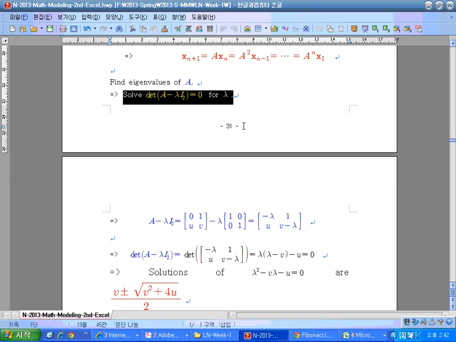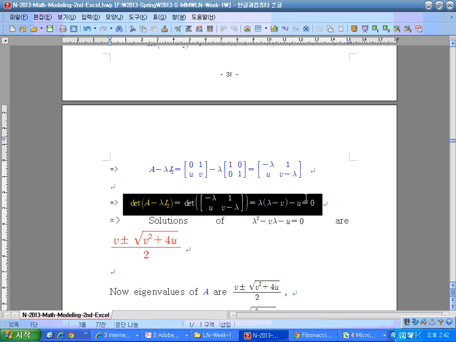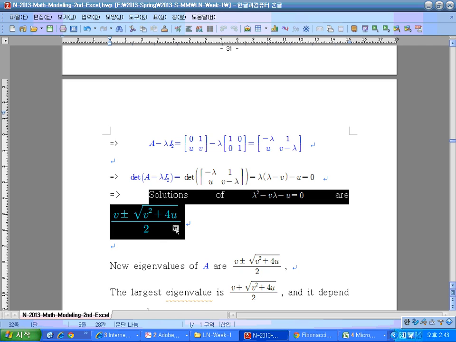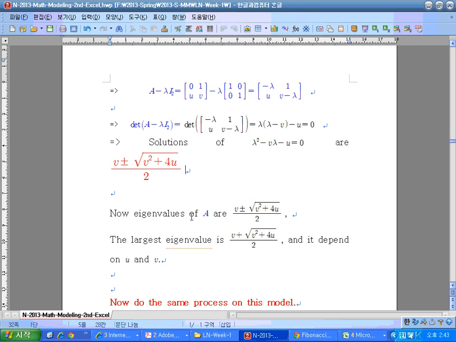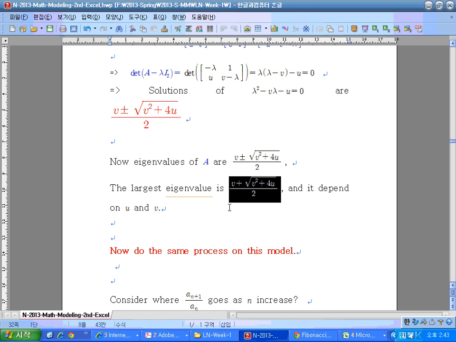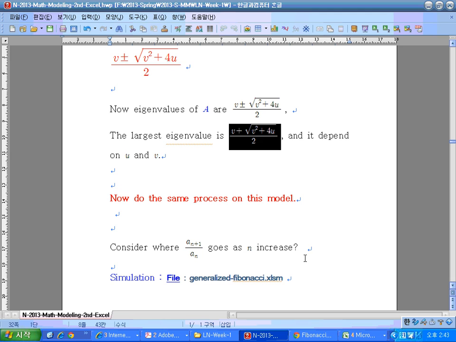Now try to find the eigenvalues of the matrix A. Solve the characteristic polynomial for lambda. Then what we have is this. So this shows we have two eigenvalues: (v plus or minus square root of v squared plus 4u) over 2. So now the largest eigenvalue is this one, and the smallest eigenvalue is (v minus square root of v squared plus 4u) over 2. What can you think from here?